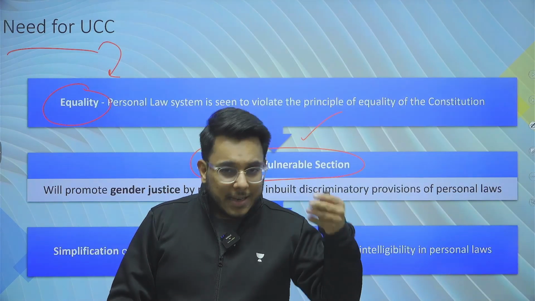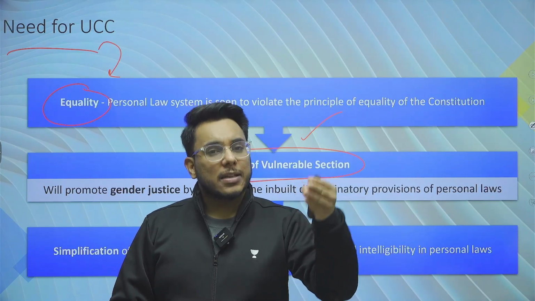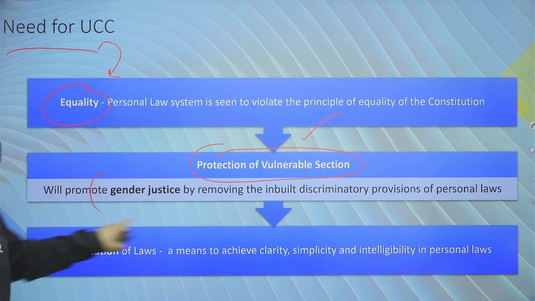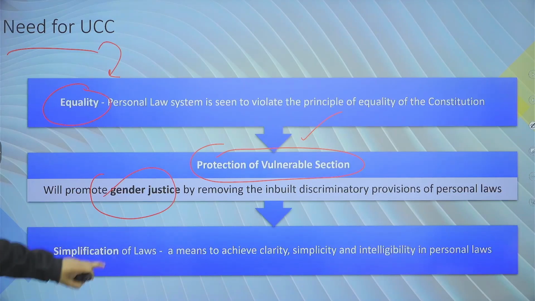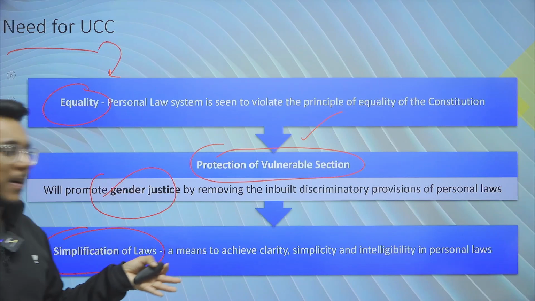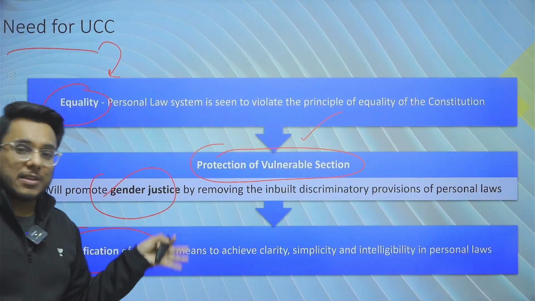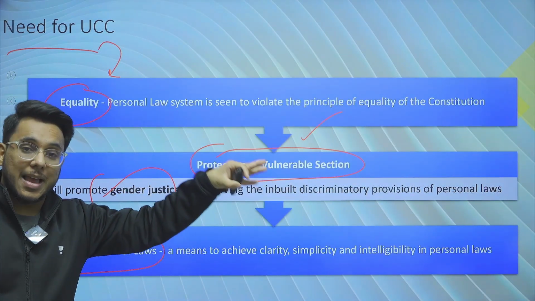So in a way, instant triple talaq was discriminatory to women, and many such laws are discriminatory and exploitative for women. Therefore, in order to promote gender justice and remove discriminatory practices, the Uniform Civil Code can help. Moreover, it will simplify the laws. Right now, we find multiple law systems, which often brings ambiguity. Often there is a conflict between personal laws and some other existing acts within India.